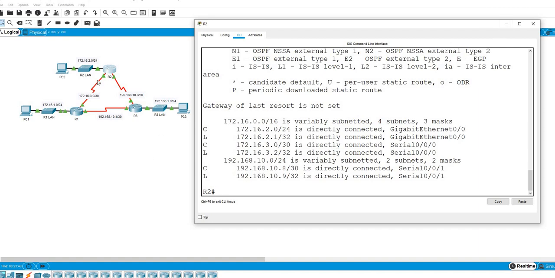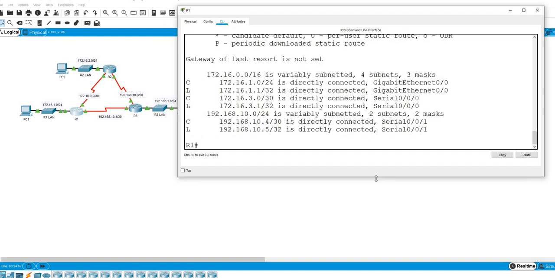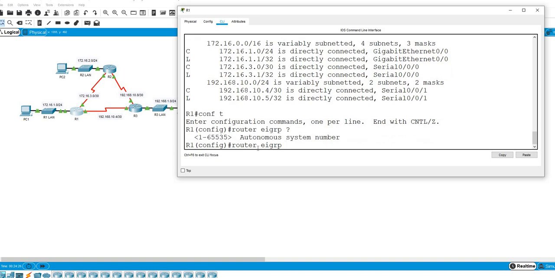Now if these connections are not working, and R1 is not able to ping from here to here, we need to troubleshoot that first before we start configuring EIGRP. But in our case, it's okay. So let's go to R1 and then configure EIGRP. So global configuration mode, conf t, and we use a command which is called router EIGRP. And then after that, it's the autonomous system number.